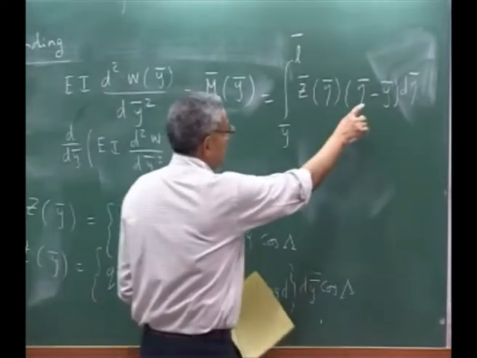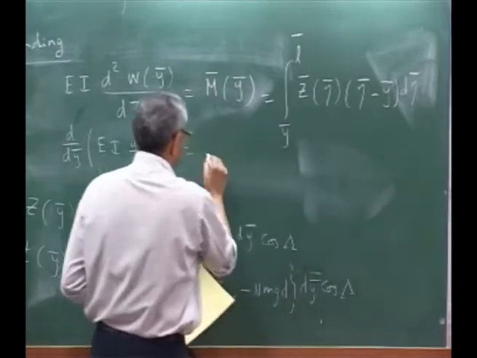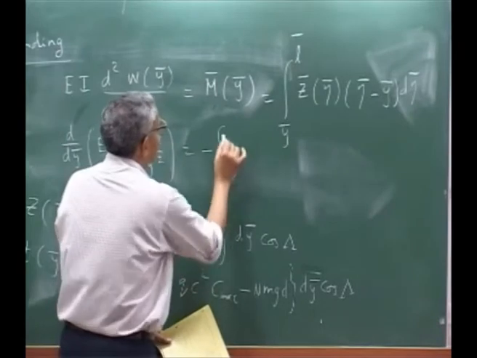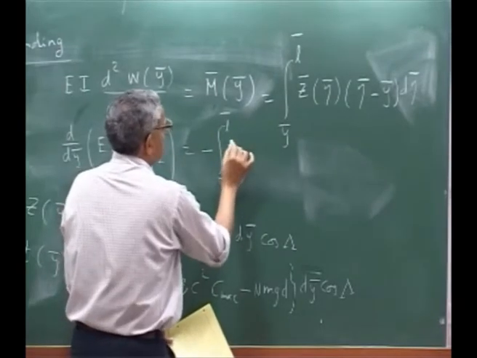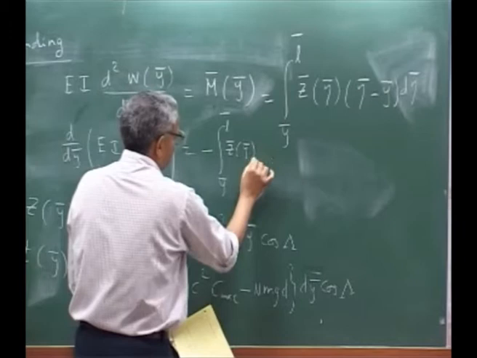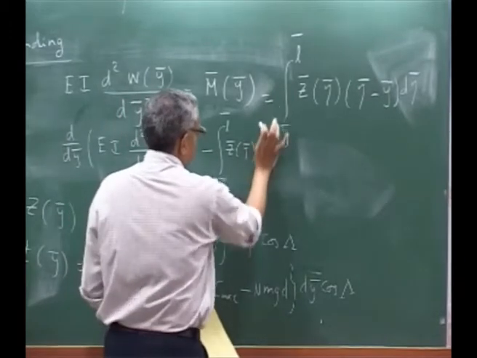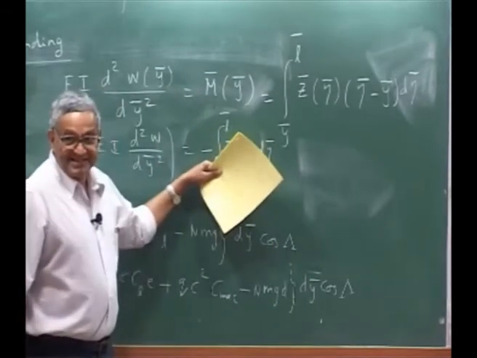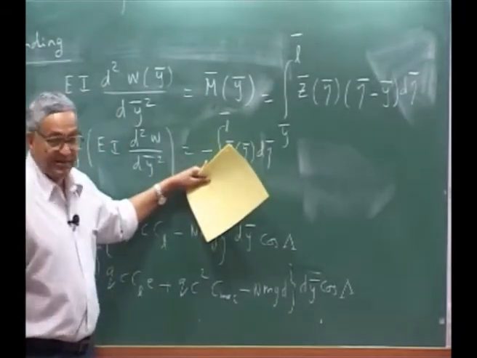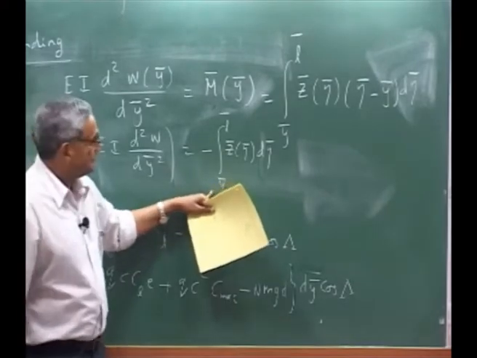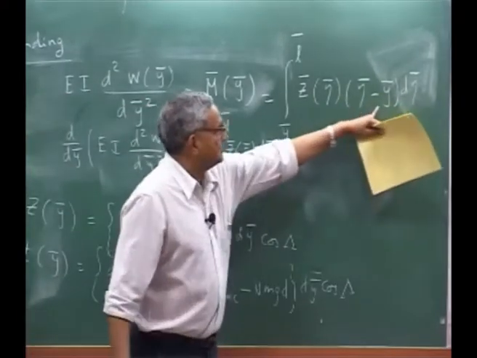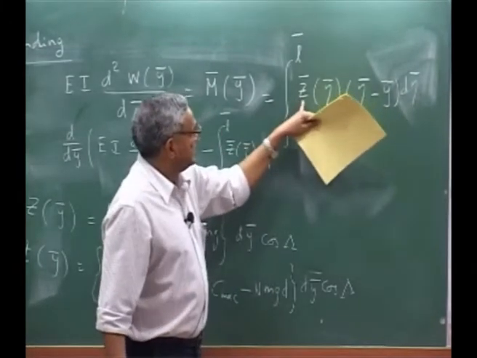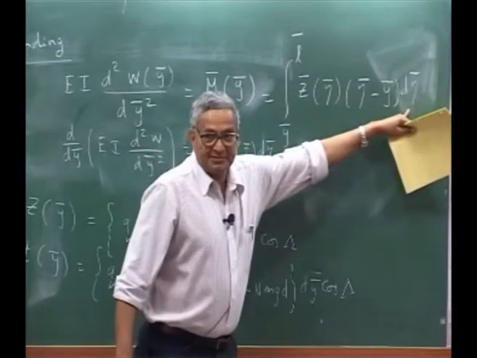One integral will be minus y bar, that will become simply y bar n bar, z bar eta bar d eta bar. That is, I am differentiating with respect to y bar. This is one term. Okay, y bar integral z bar eta bar d eta bar.